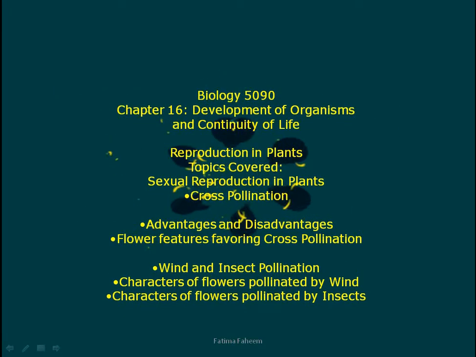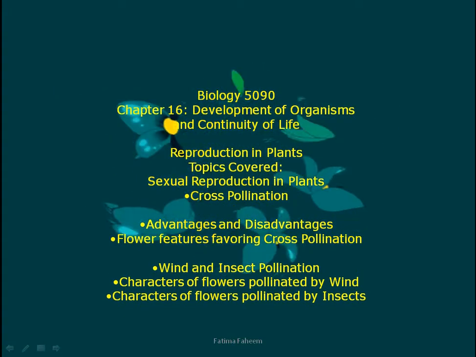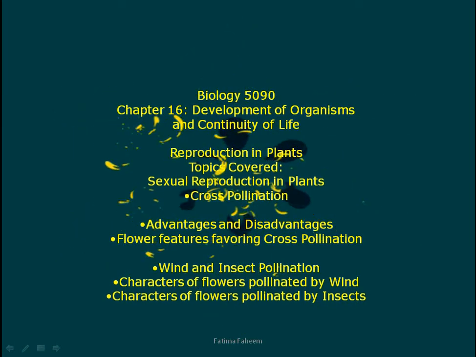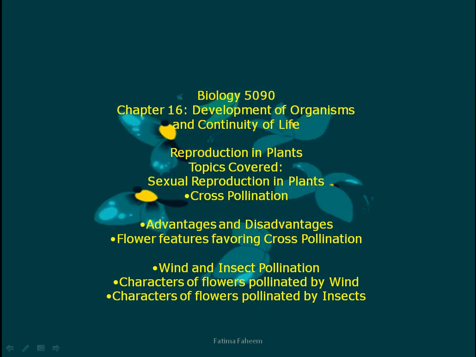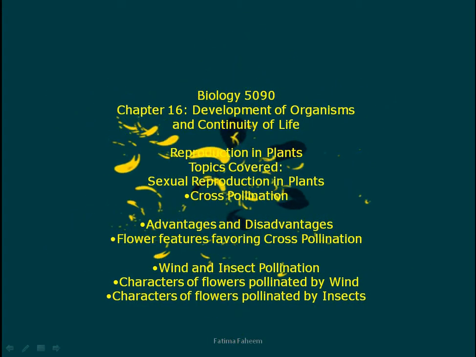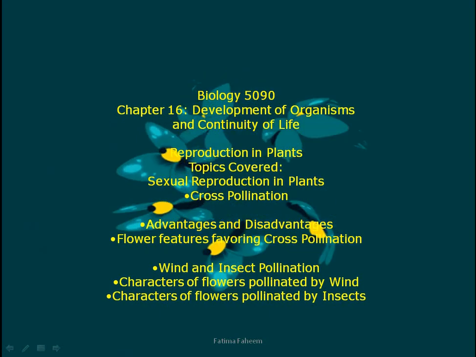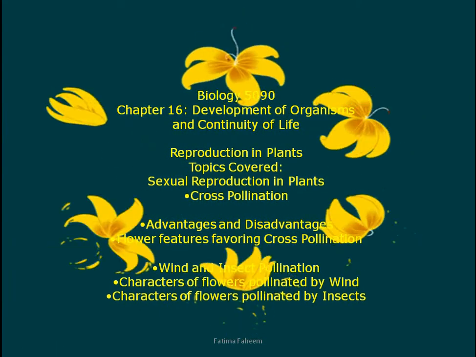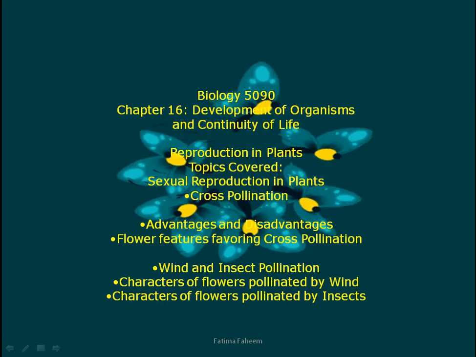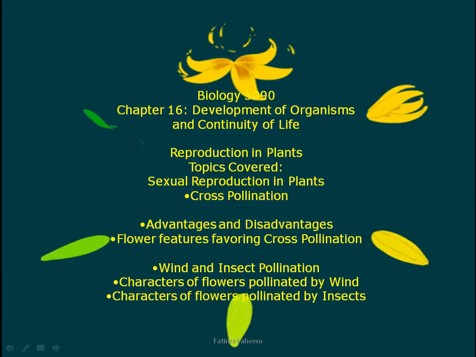Okay, this is chapter number 16, Development of Organism and Continuity of Life. We were doing sexual reproduction in plants. In our last lesson, we talked about self-pollination, while today we have to read about cross-pollination, its advantages and disadvantages. Then we will see the flower features favoring cross-pollination.